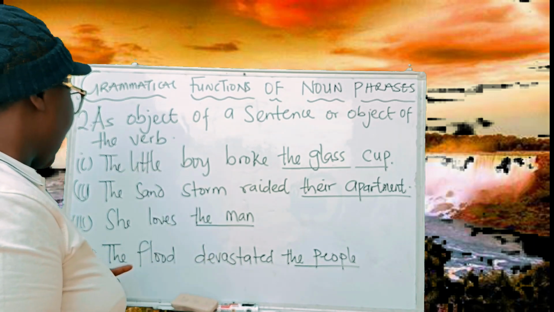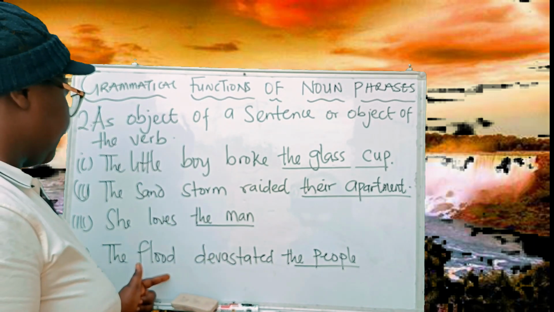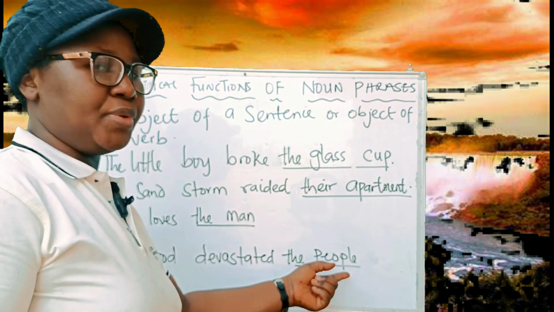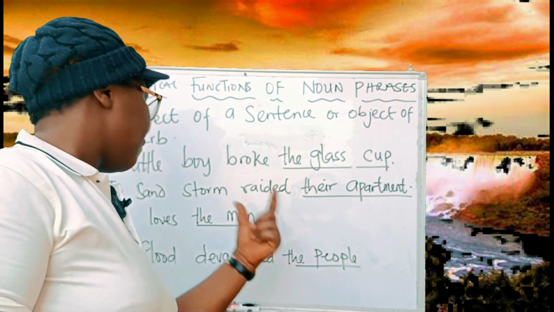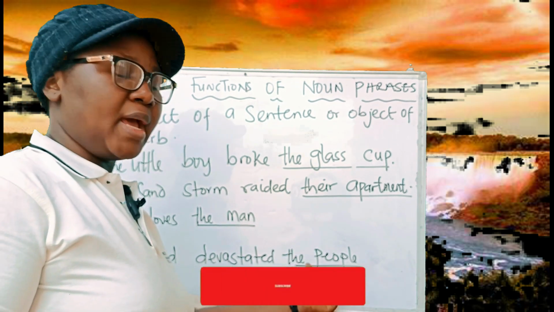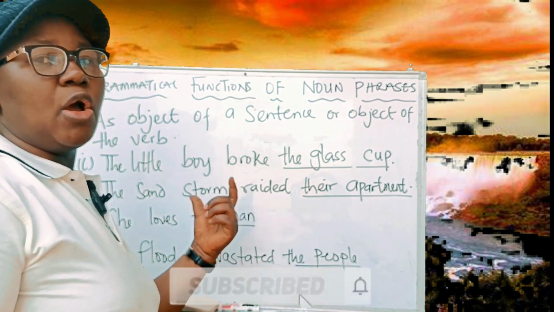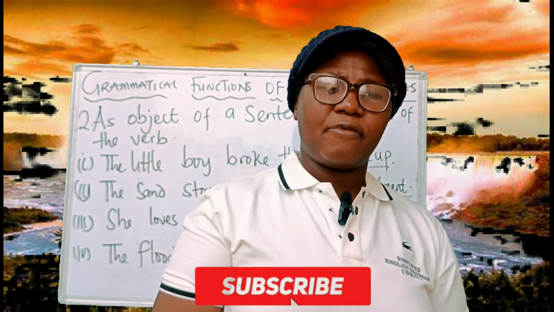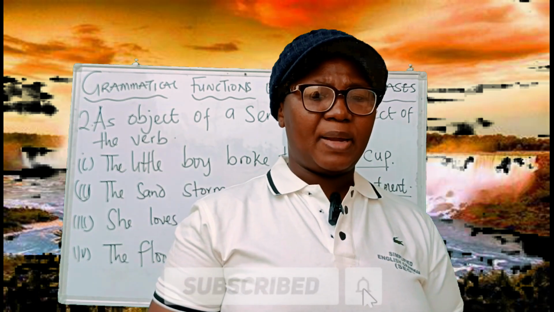And finally, here we have: the flood devastated the people. The people here suffer the devastation, therefore they are the NP and at the same time the object of this sentence. Number three, the noun phrase can function as the complement.